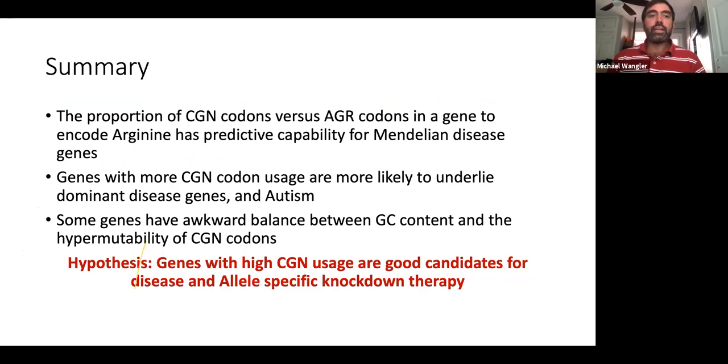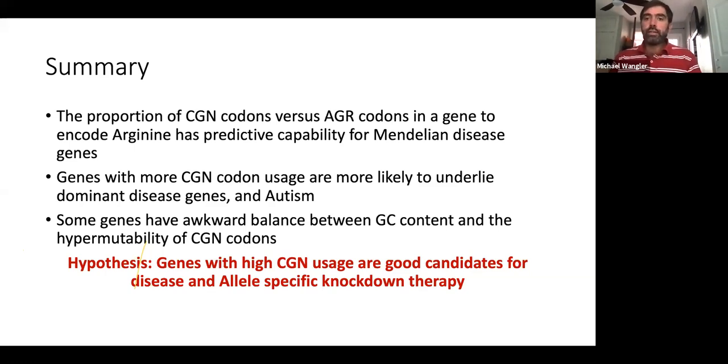So, okay, so the first point is that the proportion of CGN codons versus AGR codons actually has surprisingly some predictive capability for Mendelian disease genes. So again, the only thing we did was we're just looking in, you know, some of those figures, the only thing we're doing is comparing the 4 CG codons to the 2 AGR codons across all the arginine encoded residues in a coding region. So it's a very simple tool. It's surprising that that has, you know, any predictive capability for disease genes.